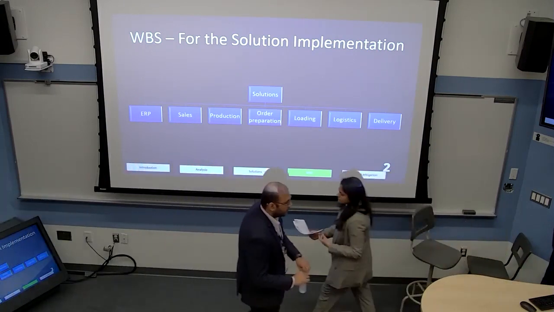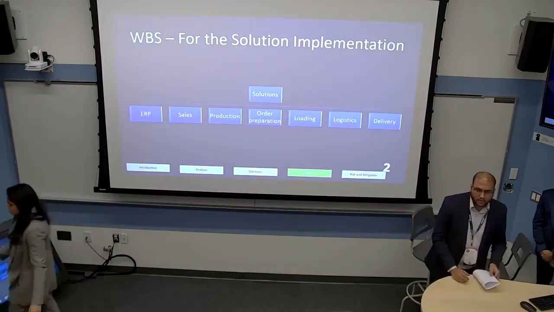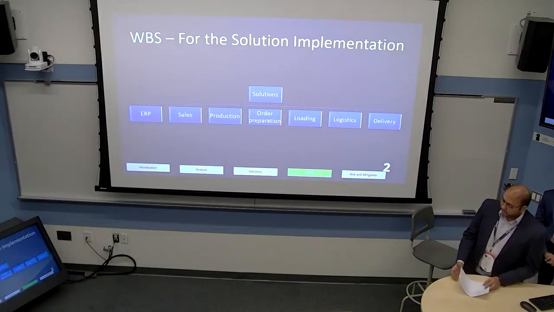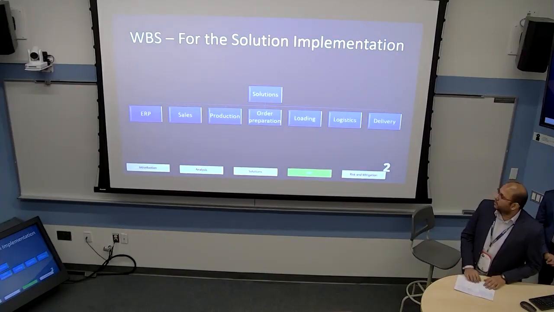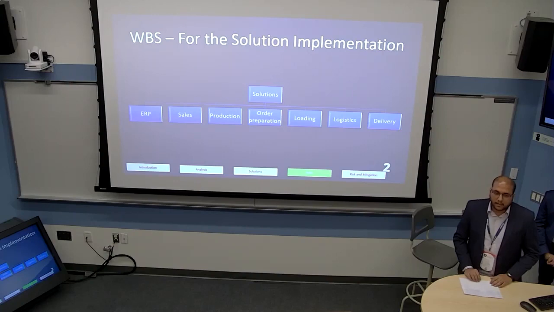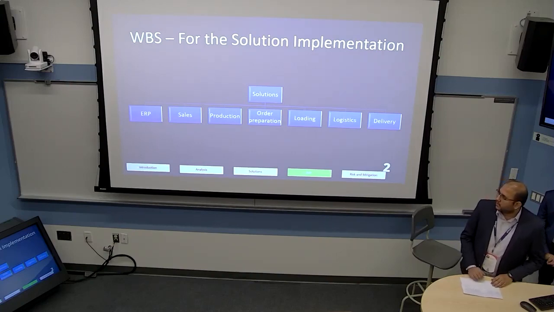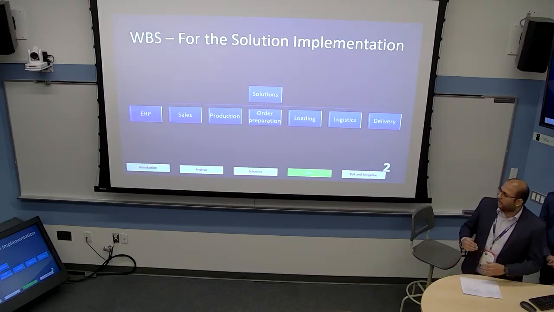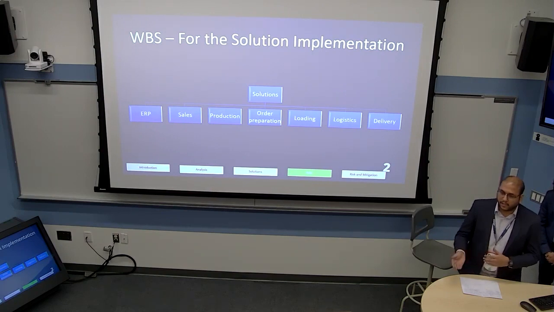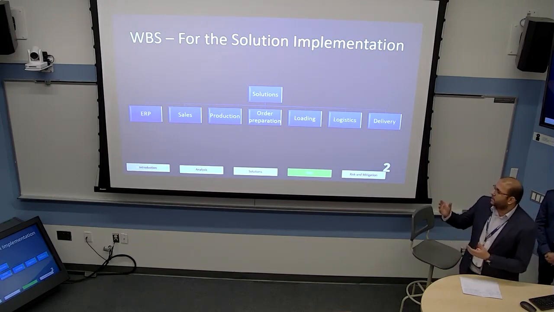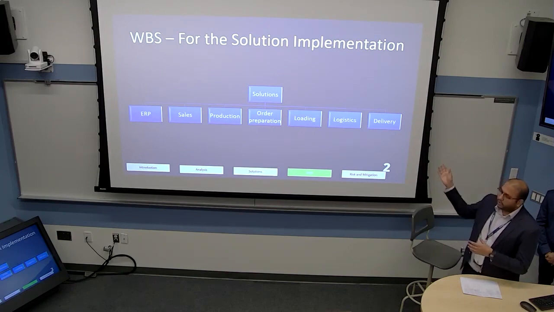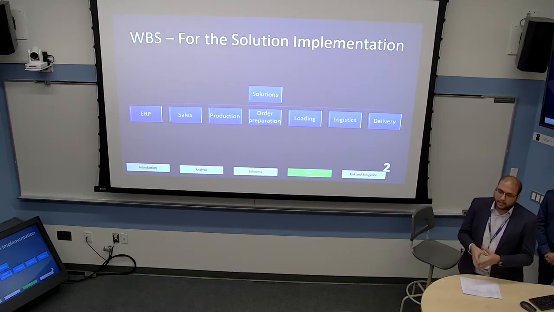Okay, so now talking about the WBS for the solution, we start the solution with implementation of ERP. This has the following steps: getting the quotation for the ERP, then implementing it by including all the stakeholders such as sales, production, loading, logistics in the integration of the ERP, so that each of them can address the issues that they face.